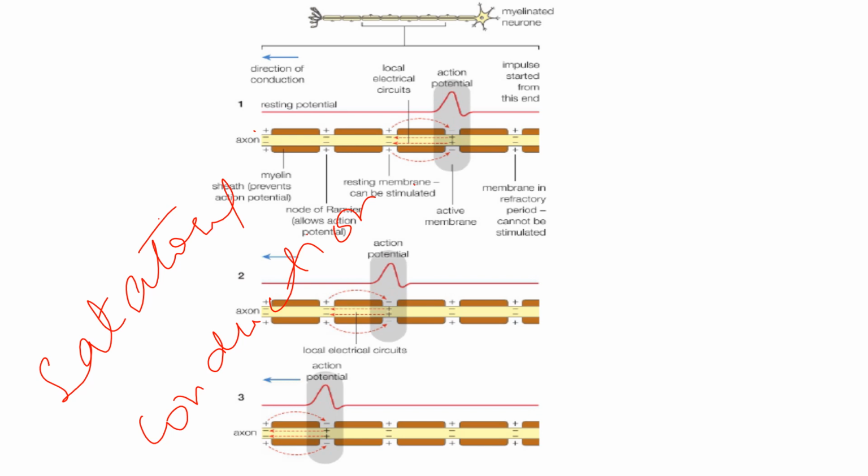This is why with myelinated fibers we see such a fast response, because your action potential can only occur at the nodes of Ranvier. So the action potential is going to jump from one node to the other, right? That is basically known as saltatory conduction.